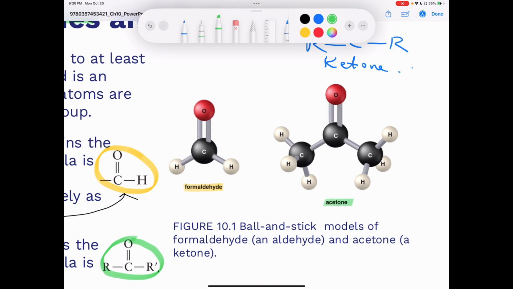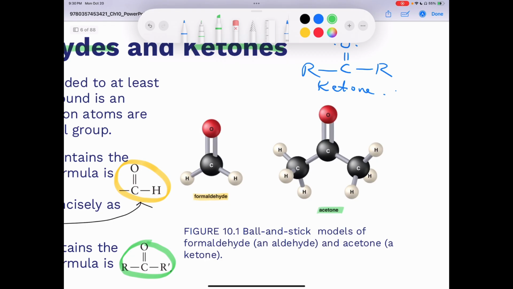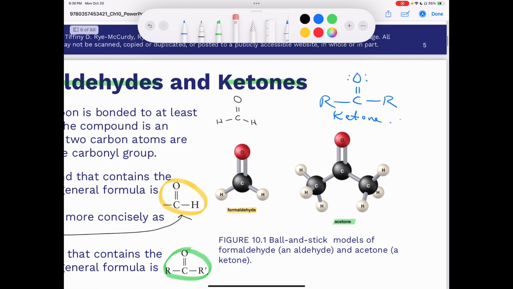And so formaldehyde is the simplest aldehyde we can possibly have. Why? Because the carbonyl is flanked by two hydrogens, right? The simplest element that we can have, one proton and one electron. And then acetone is a ketone, but our carbonyl is flanked by two CH3 or two methyl groups, which is the simplest possible alkyl group that we can have. So these are just ball and stick diagrams of formaldehyde, an aldehyde, and acetone, a ketone, respectively.